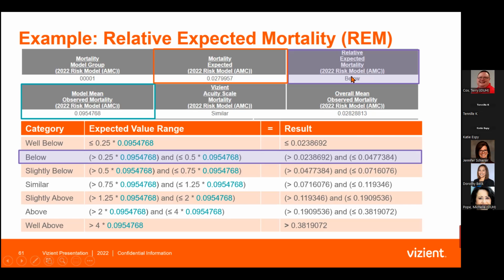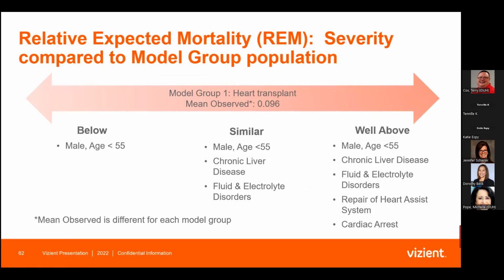And here's another way of looking at it. Let's say our patient's only risk factor is being male and less than 55, he's going to fall on our scale here under the below category. Once you start adding things to the same patient, it's creeping up in severity, and the expected value will also differ.